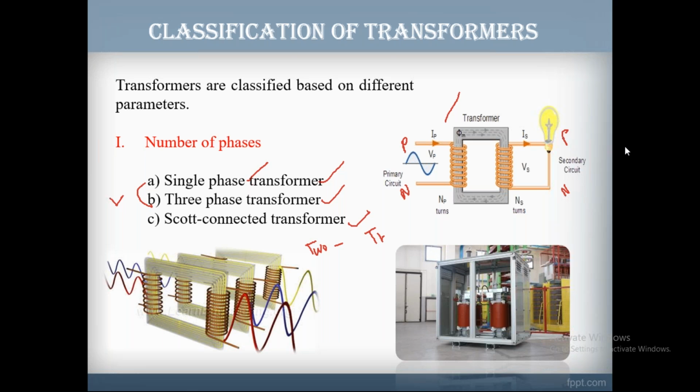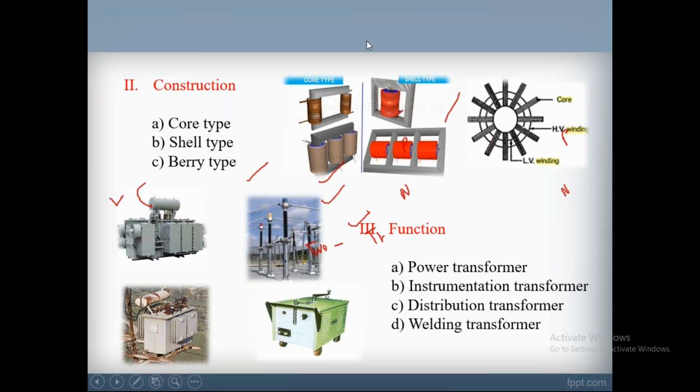So that is the reason why we are using the three phase windings like R, Y, B. Okay now. So this is the first category and first types of transformers based on the number of phases. Now we'll see the second category, construction. So based on the construction, it is classified into three types: core type, shell type and berry type.